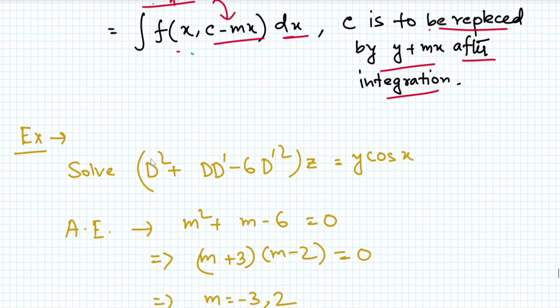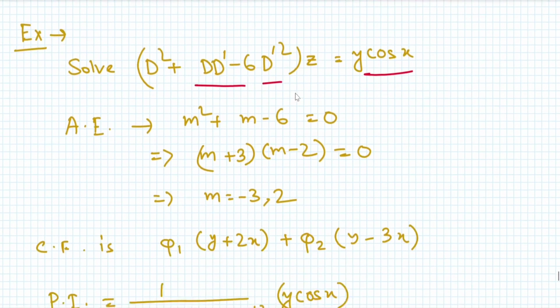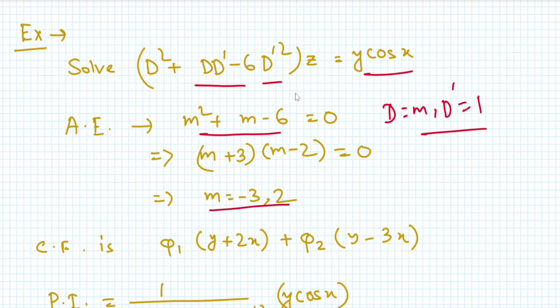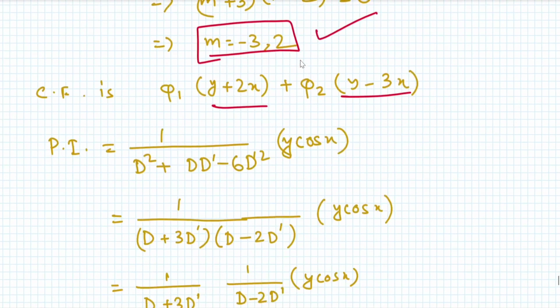Now let us take the example (d square plus d d dash minus 6 d dash square) z equal to y cos x. First we find the auxiliary equation: m square plus m minus 6, that is, put d equal to m and d dash equal to 1. We get this auxiliary equation, and if we find the roots, then m equal to minus 3 and 2 are the two roots. So the complementary function is phi 1 of y plus 2x plus phi 2 of y minus 3x.